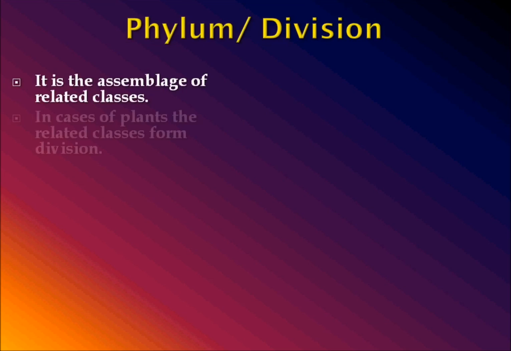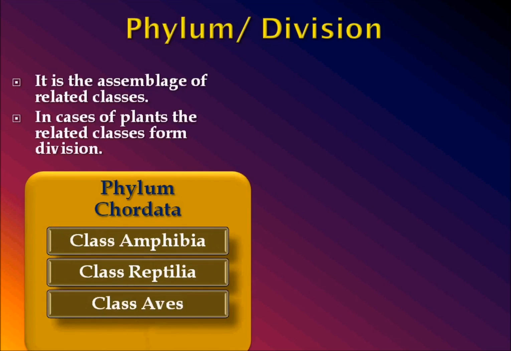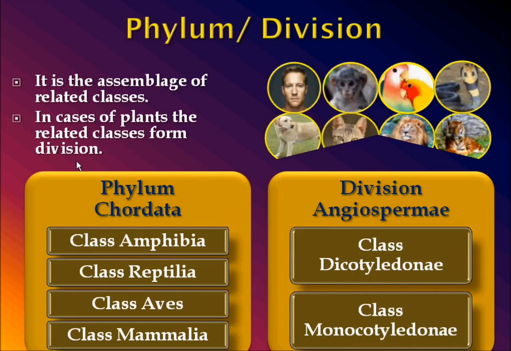So now let us proceed with the next higher taxa, that is phylum or division. So phylum or division, it's the assemblage of related classes. So in case of plants, the related classes form division, and in case of animals, the related classes form phylum. So animals will form phylum and plants will form division. So you can see a number of classes which are having similar characteristics fall under a single phylum.